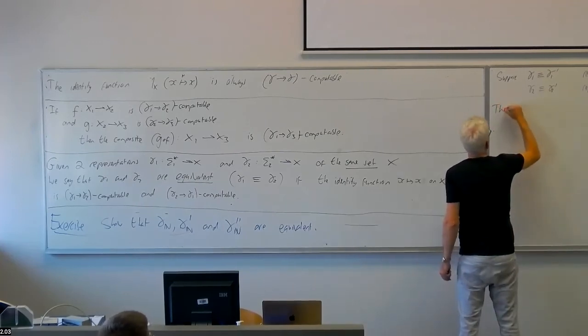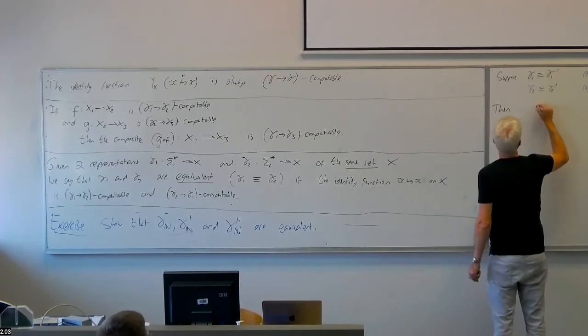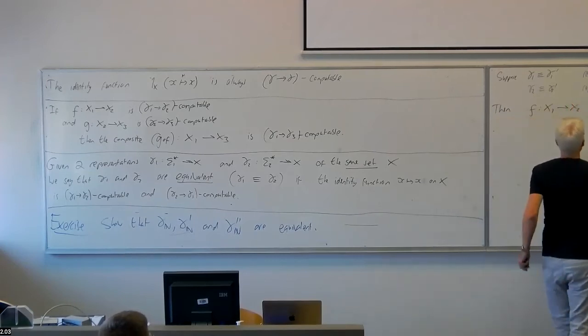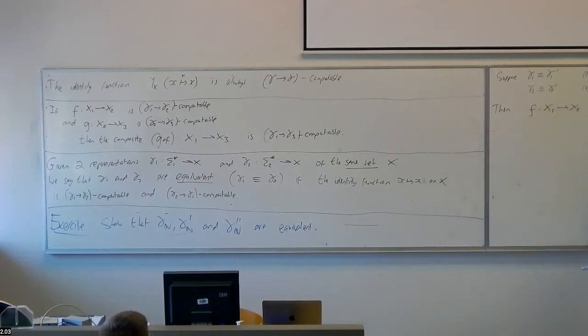Then a partial function f from x1 to x2, so the partial function on the underlying sets, is gamma 1 arrow gamma 2 computable, if and only if it is gamma 1 prime arrow gamma 2 prime computable.